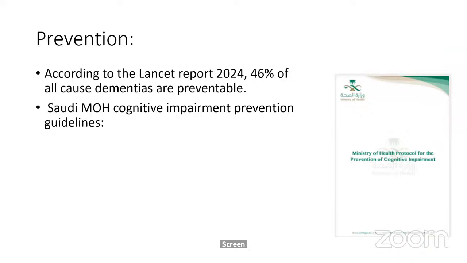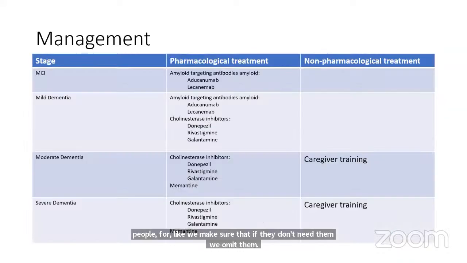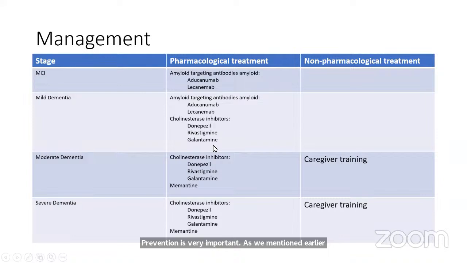Prevention is very important, as we mentioned earlier. Now, in the different stages of the disease, for MCI, the only medication that's currently available is the amyloid targeting antibodies, the new medications that are in the market. We will have a dedicated webinar in the future, inshallah, talking about these medications.